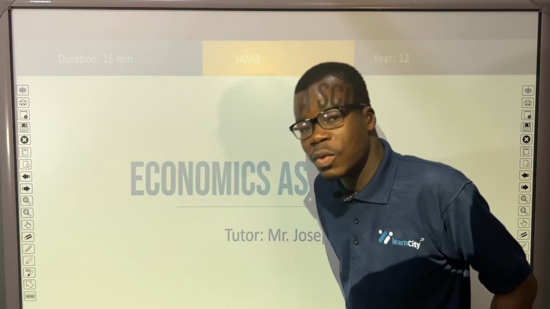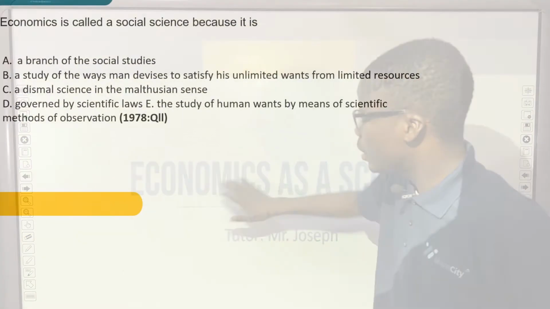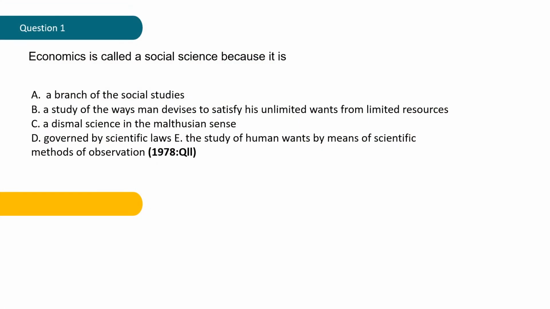We're taking our first question, according to 1978 question number 2 as tested by Jamb. The question says, economics is called a social science because it is dash. Very simple question. Economics is called a social science. Why is economics called a social science?